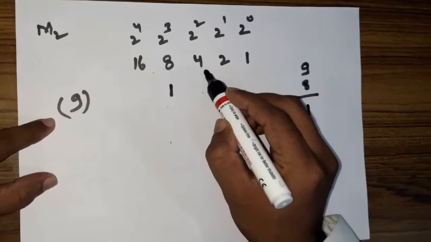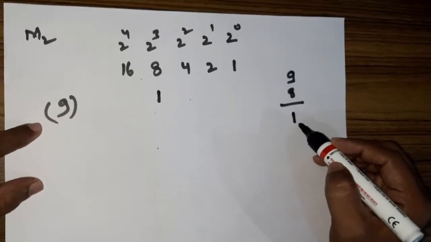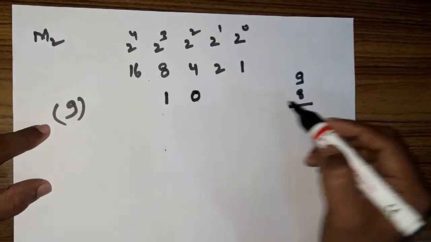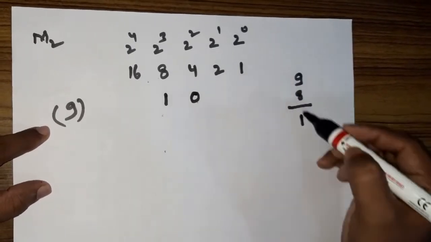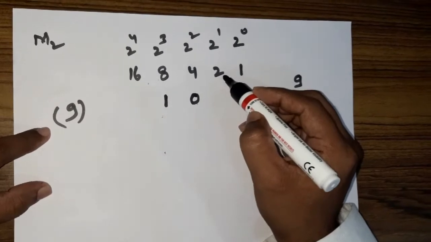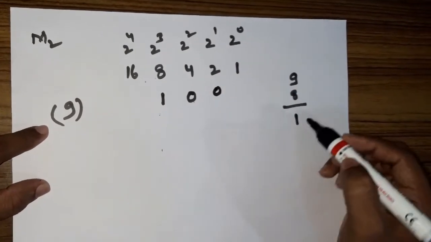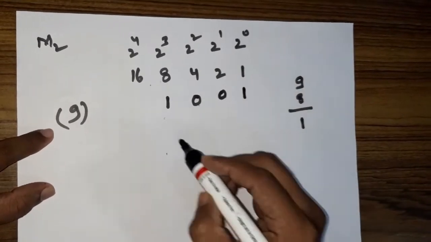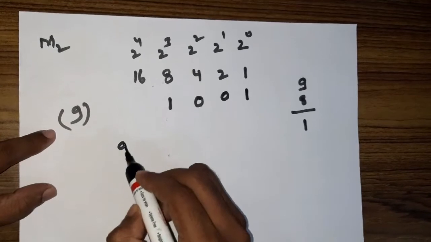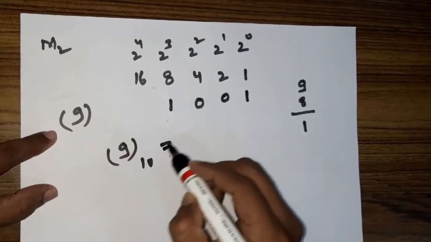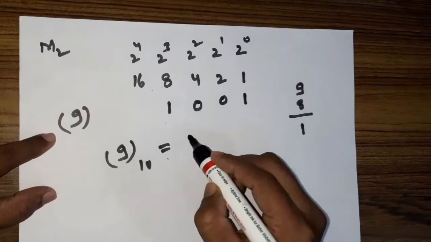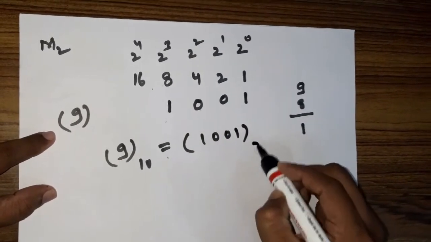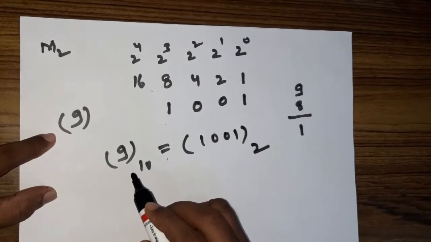Next value we have is 4. We don't need 4, why? Because we only need 1, so here you write 0. The next digit we have is 2, but we want only 1, so we don't want 2 also, so make it 0. And finally we found 1, we want that one, so you write 1 there. So finally we converted 9, which is a decimal number, to 1001. This is how we converted from decimal to binary.